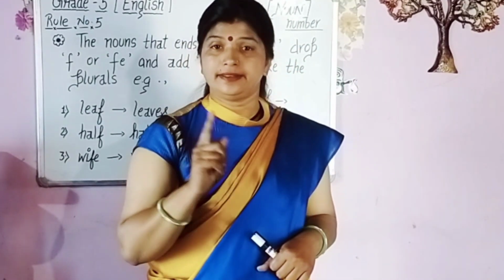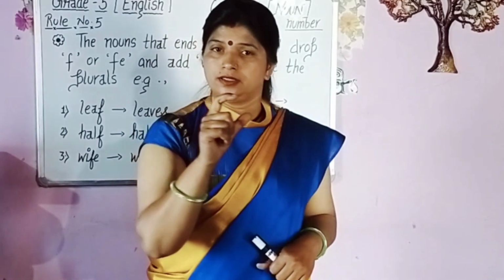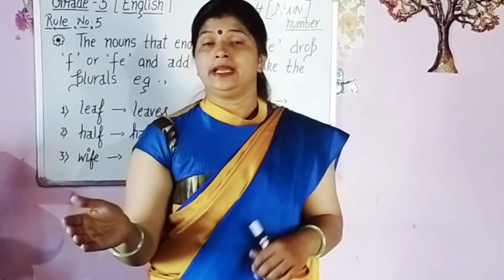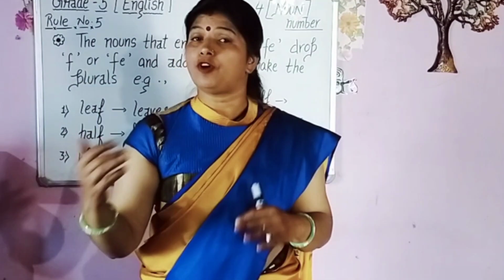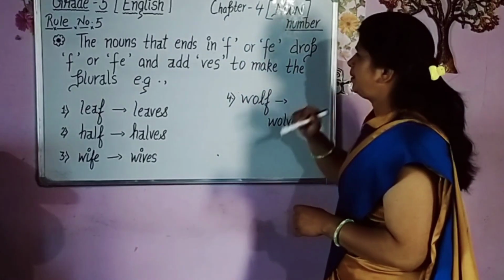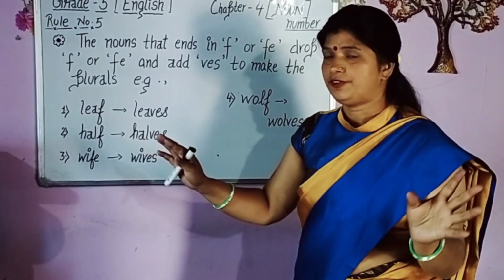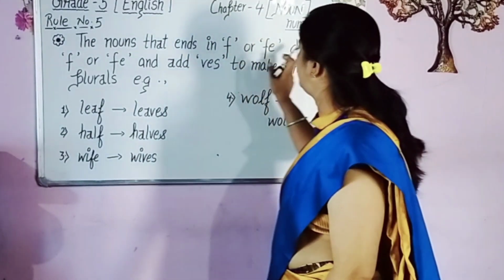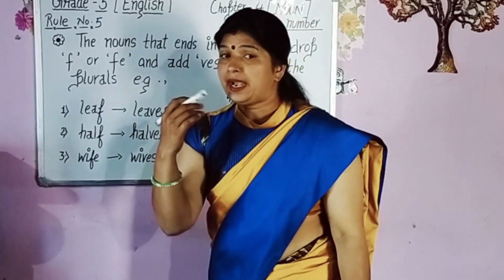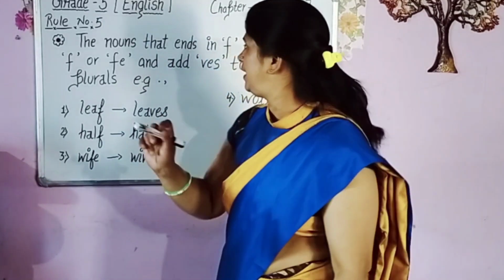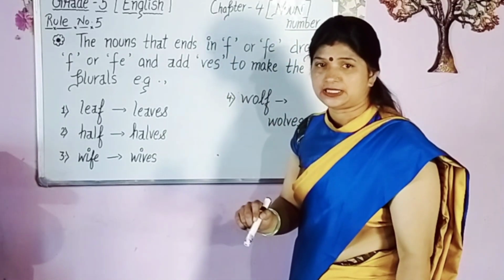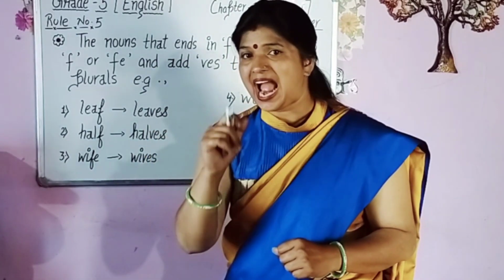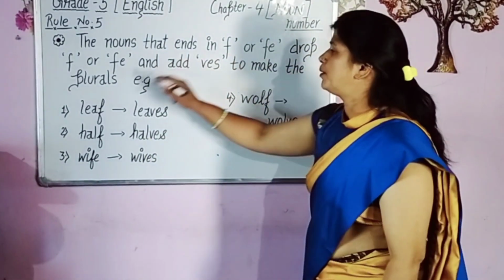Now the next rule is, if the noun ends in F or FE, that means if any noun is ending with the letter F or FE, then to change it into the plural form, we will drop it. Drop means remove it. We will cut that part. We will drop F or FE, and in place of F or FE, we will add VES. Okay, we will add VES to make the plural.